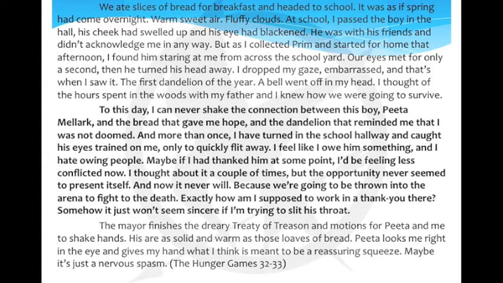Pause the video again and look at the second paragraph. In this second paragraph, you'll notice that Katniss alternates between present tense to represent her thoughts about the memory now and past tense when she brings up that memory.